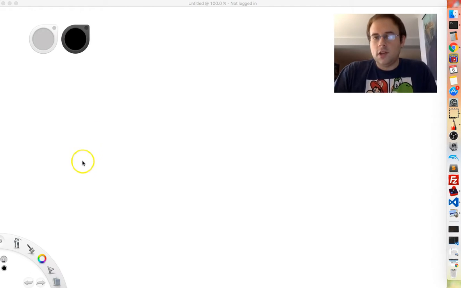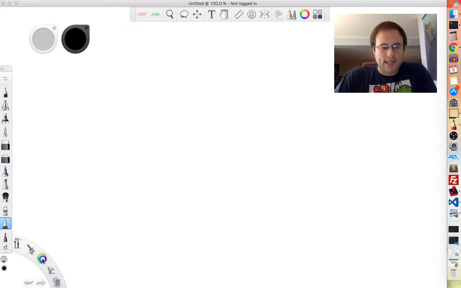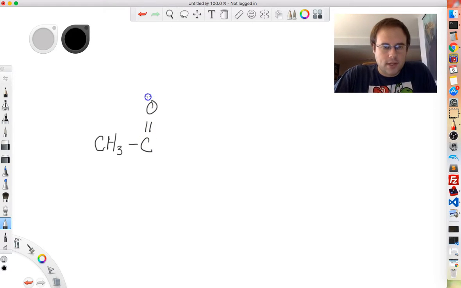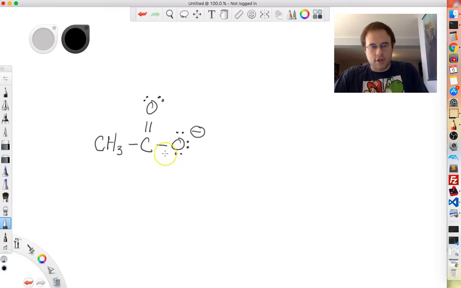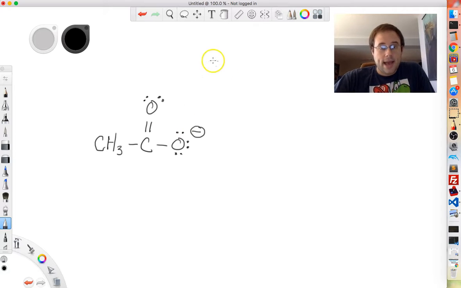Okay, so let's start with a pretty simple example. If I take acetic acid, when it's deprotonated, meaning the acidic proton is removed from this carboxylic acid, I'm left with this carboxylate ion, right? And the charge is found on this oxygen if I'm drawing the individual structure.